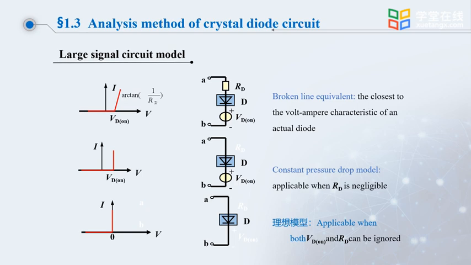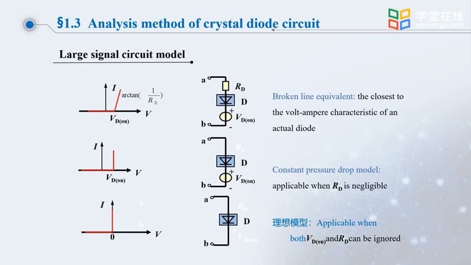Then the part where V is greater than VD on is a straight line, and we can simplify it to a resistance RD, which means that the diode has an internal resistance RD. Then the diode also has a conduction voltage VD on. We use a constant voltage drop VD on and RD in series to describe it.